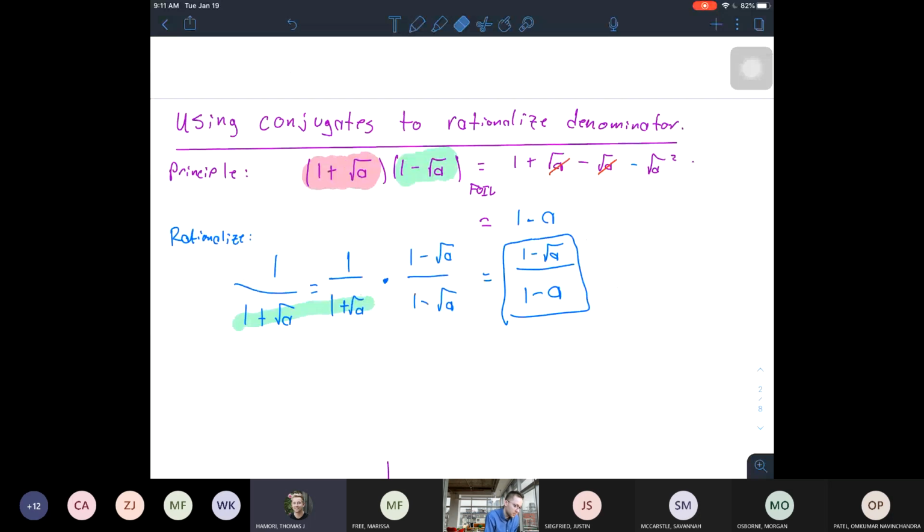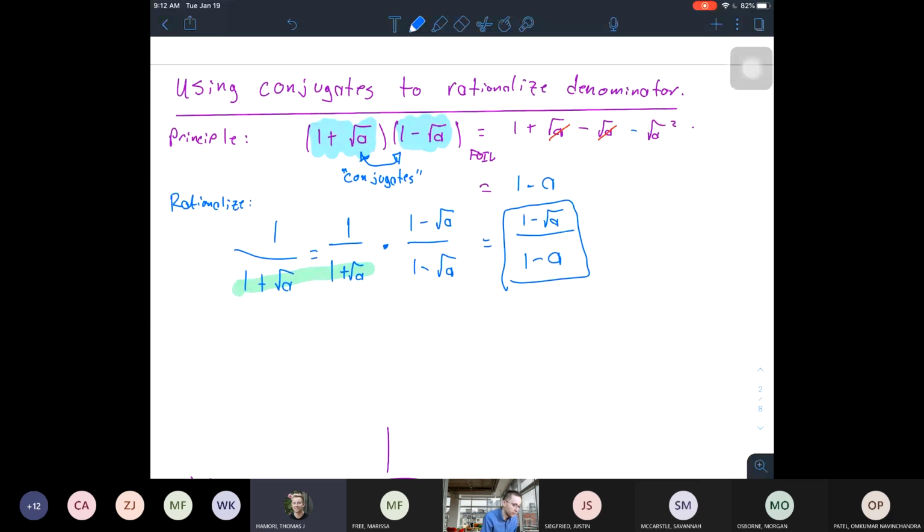Okay, and conjugate is the word we give to the relationship between these two terms. Let me use a different color. These blue terms here, 1 plus the square root of A is the conjugate of 1 minus the square root of A, and vice versa. It's just a fancy math word we have for what we mean: keep the first term and flip the sign of either addition or subtraction, and then the same thing on the end. Okay, those are conjugates.